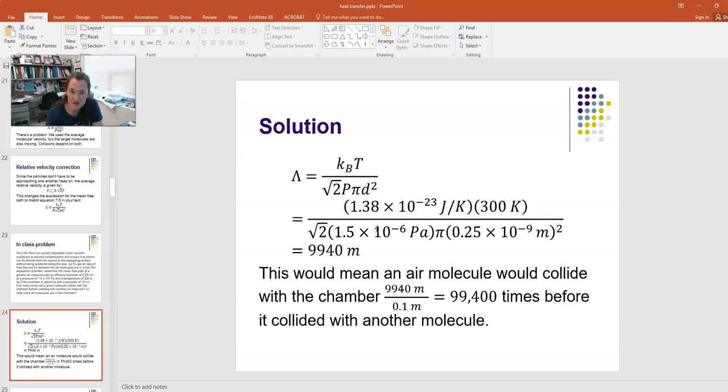Plugging all that into our calculator, we end up with a mean free path of 9,940 meters, which seems ridiculously large. So that would mean that an air molecule would collide with the chamber 9,940 meters divided by the diameter of the chamber, or 99,400 times, before it collided with another molecule. So this is one of the reasons why we like ultra-high vacuum, right? We like high vacuum and ultra-high vacuum because it keeps things clean, okay?